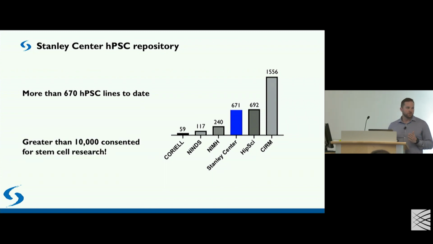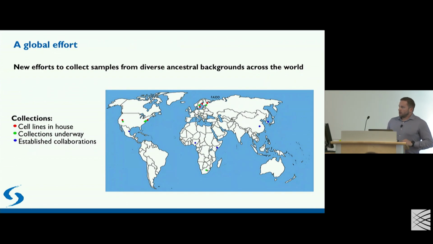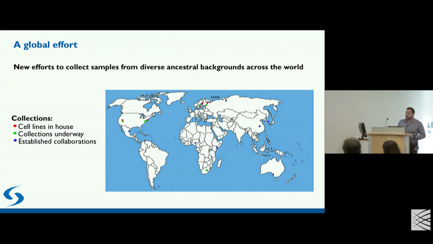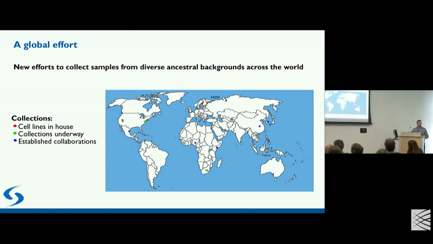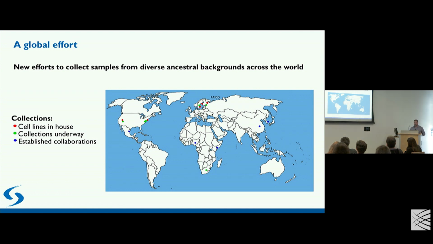We have over 10,000 people consented for stem cell derivation through partnerships throughout the world, thanks in large effort to a lot of the people here at the Stanley Center. The collection so far and in the future has really been a global effort, and we continue efforts to grab samples from collections where we're missing certain ancestries to try to create a more equitable cellular resource.